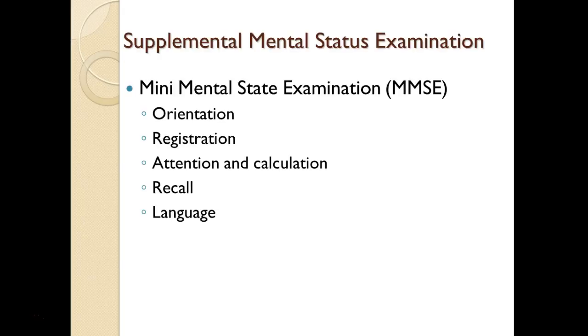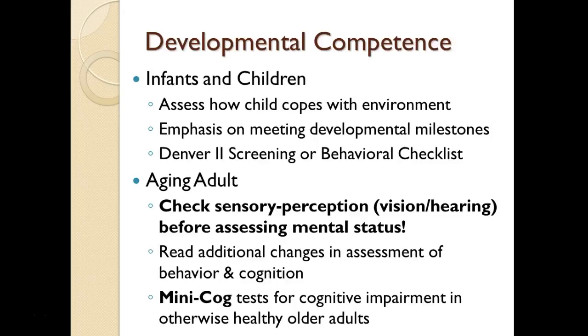Okay, so the mini mental state examination, which we're going to do in lab, addresses these categories, and so you'll see that when we go through it. Lastly, we are going to do mental status assessment different based on the child's age. With infants and children, we really just look at how do they deal with their environment, do they meet their developmental milestones, do we see the behaviors that are appropriate for their age, and that is a good indicator of mental status.